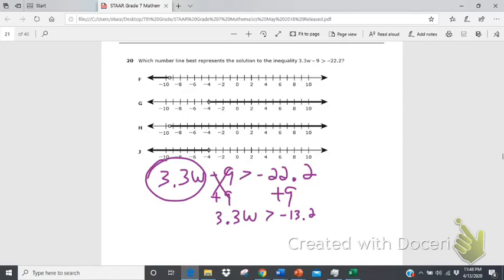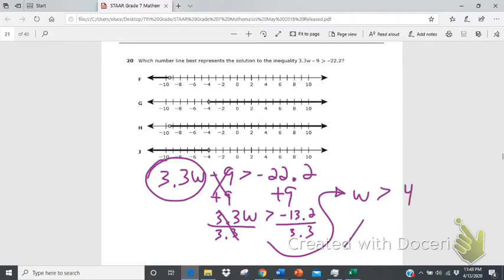Anyways, so now, ladies and gentlemen, the opposite or the inverse of multiplying W by 3 3/10 is to divide it by 3 3/10. What I do to one side, I do to both sides. Here, those cancel out. When you divide, hold on, let me bring it up here. W is greater than 4.